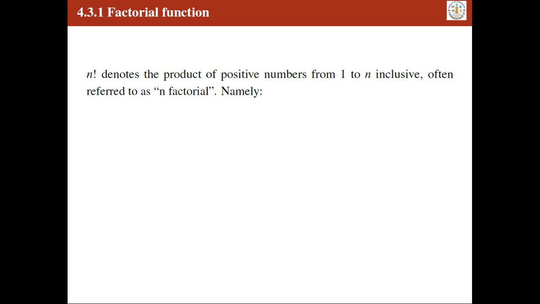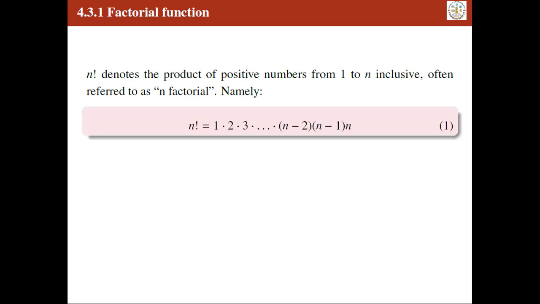n factorial. The product of positive integers from 1 to n inclusive is denoted by n factorial. Namely, n factorial equals 1 times 2 times 3 times ... times n minus 2 times n minus 1 times n. Accordingly, 1 factorial equals 1 and n factorial equals n times (n minus 1) factorial. It is also convenient to define 0 factorial equal to 1.